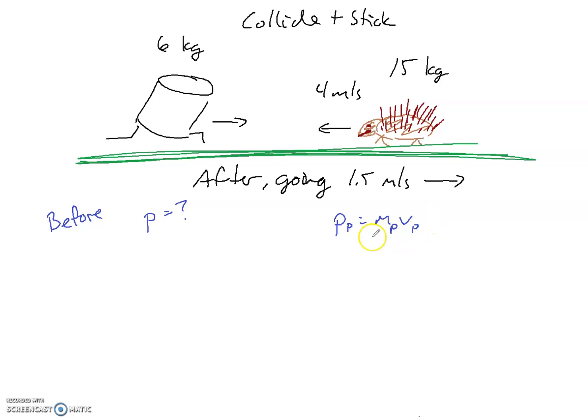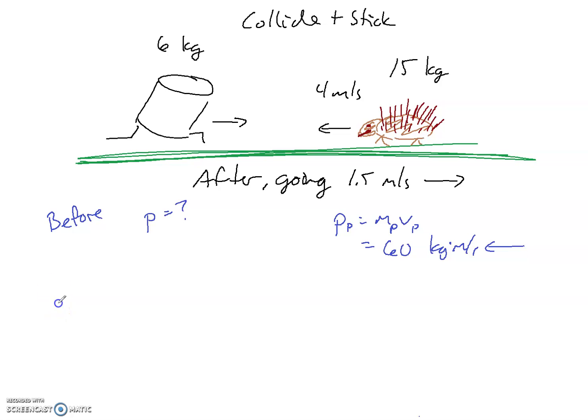I have both of those. And I've got the 15 and I've got the 4, which gives me 60 kilogram meters per second towards the left. I can also find my total because I have both masses. I know they stick together.